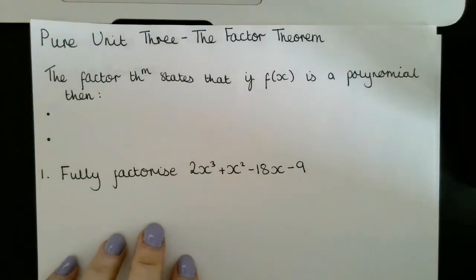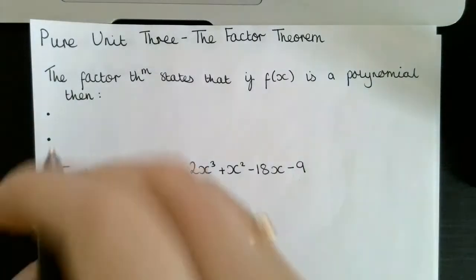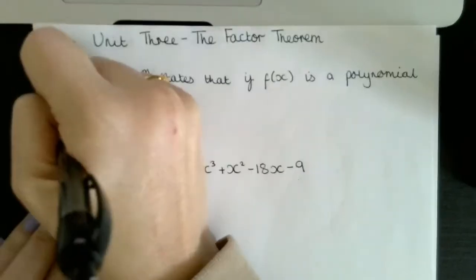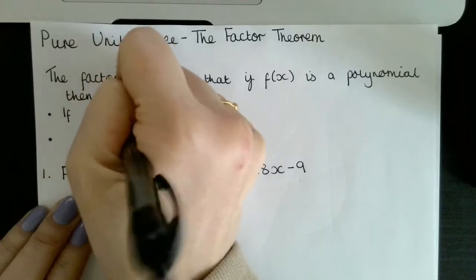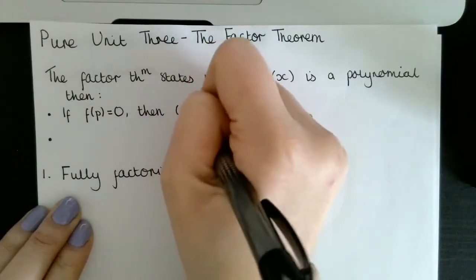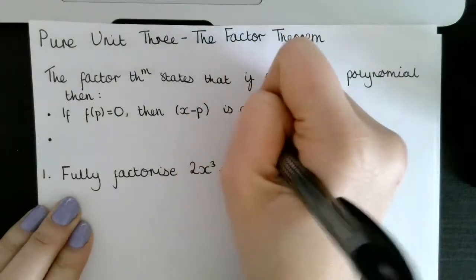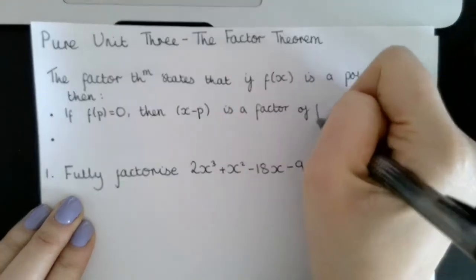Today's video is a revision video on the factor theorem. So this is part of pure unit 3. The factor theorem states that if f of x is a polynomial, then if f of p equals 0, then x minus p is a factor of f of x.